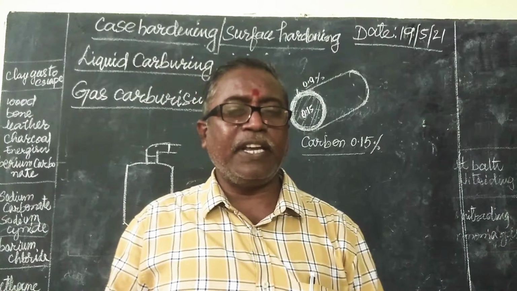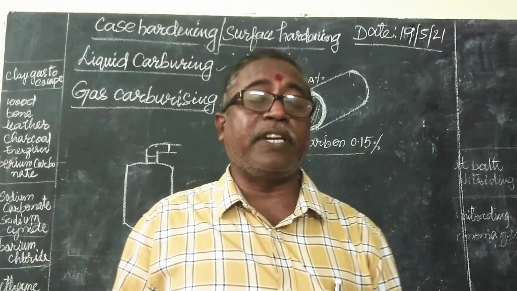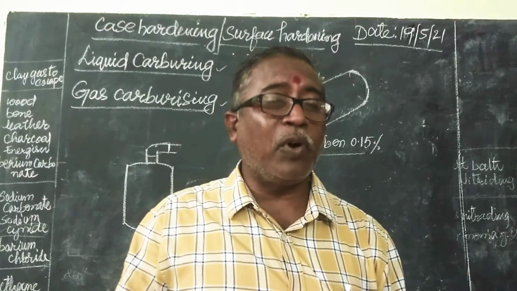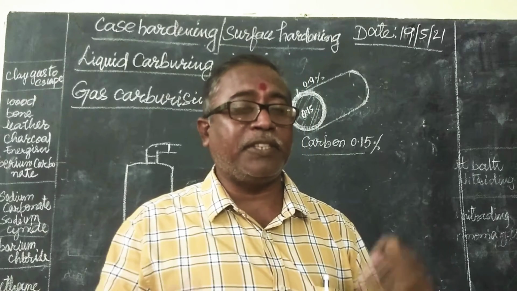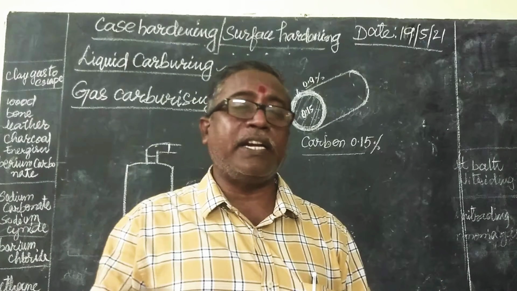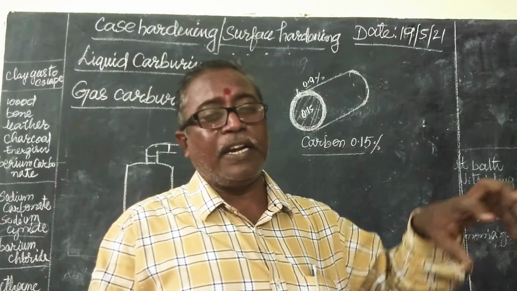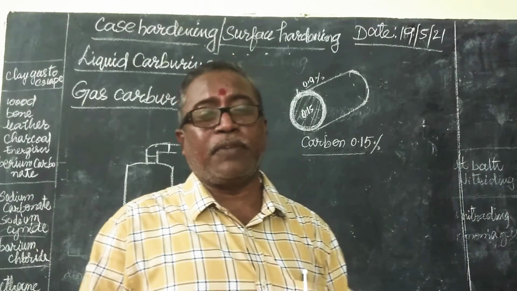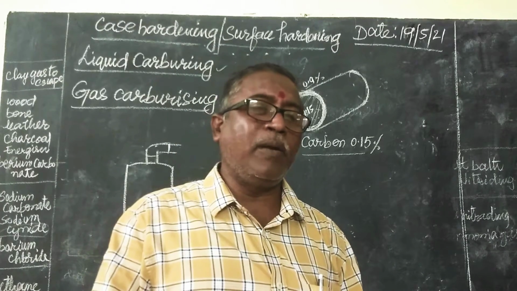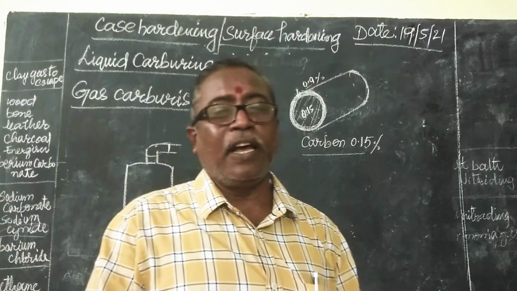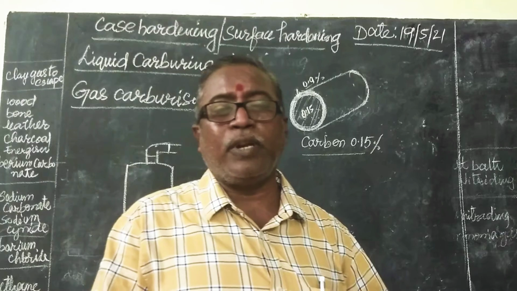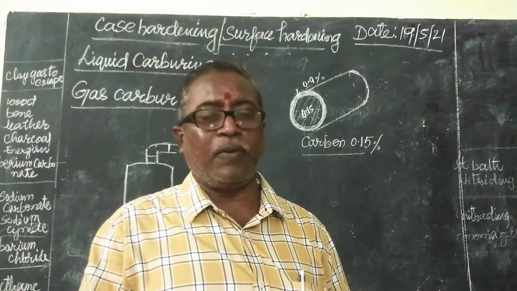Then 570 degrees centigrade for at least 100 hours. At that temperature, ammonia, that means NH3, splits into nitrogen and hydrogen. Then nitrides are formed over the surface of the job. So like that, this is the chemical process that takes place inside the furnace. Then the nitrides will be formed, that is one.